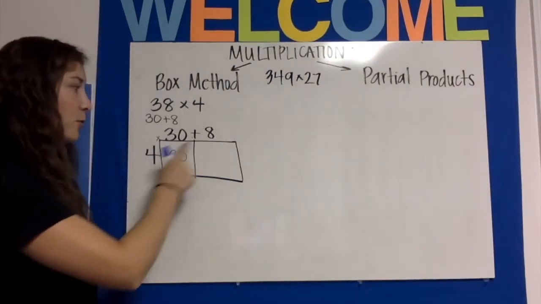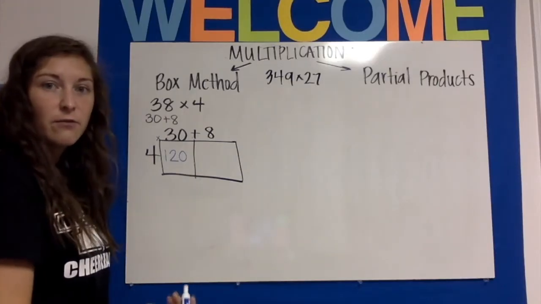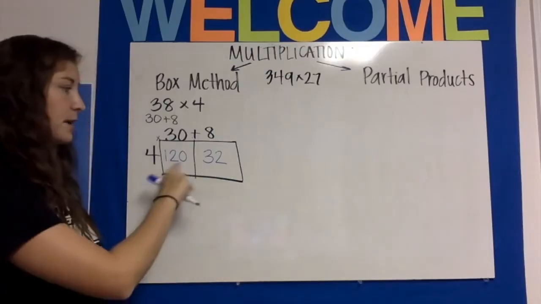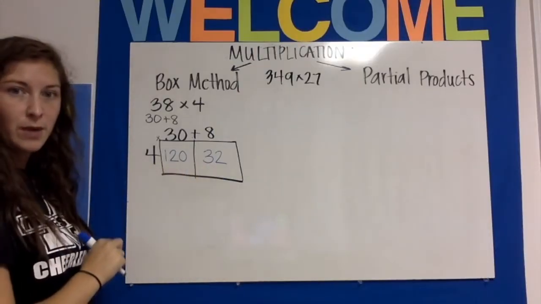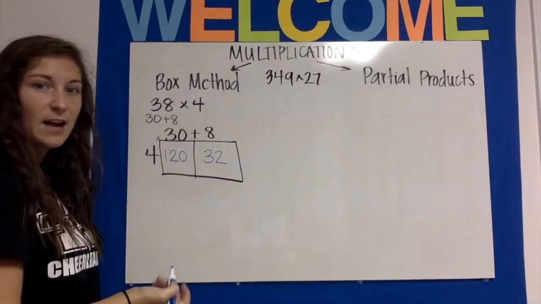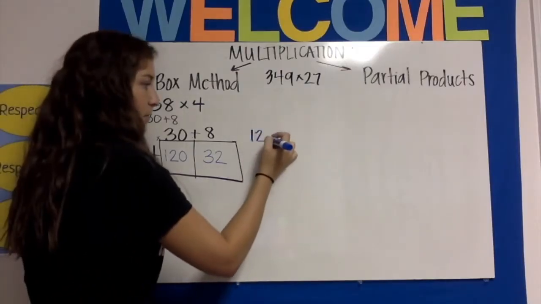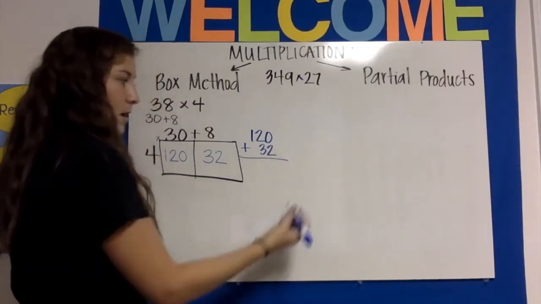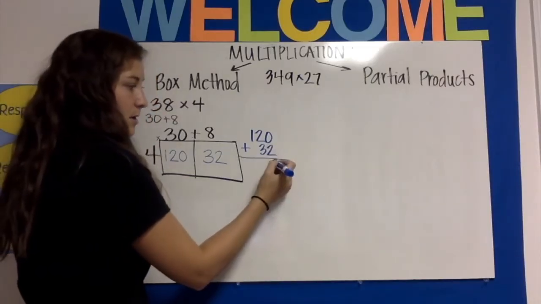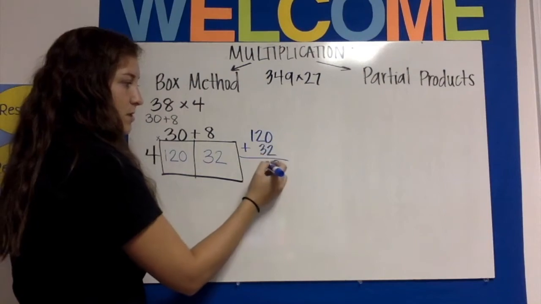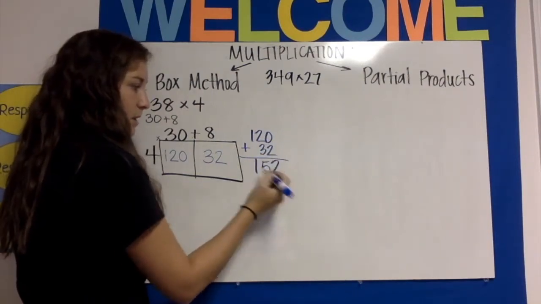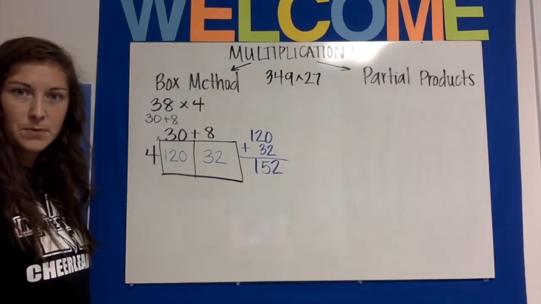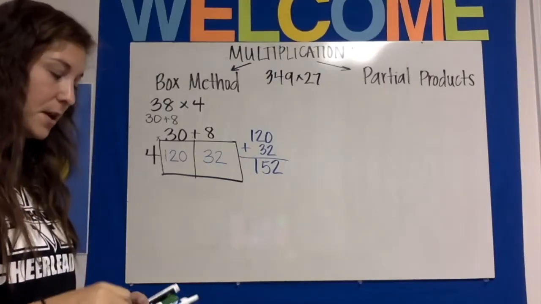Then I have 4 times 8, and I know that 4 times 8 is 32. So now I have these two numbers, 120 and 32, and I have to add those together. So I'm going to write them over here on the side, 120 plus 32. 0 plus 2 is 2. 2 plus 3 is 5. 1 plus nothing is 1. So 152. Okay?